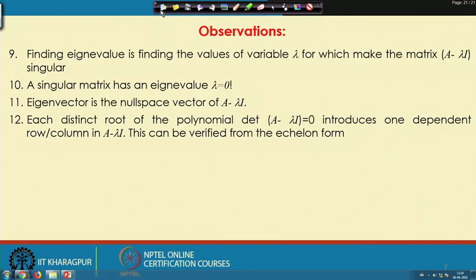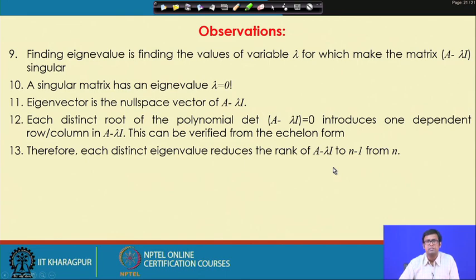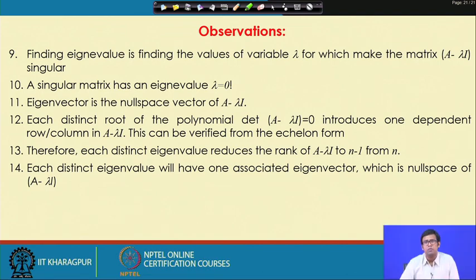So, each distinct root of the polynomial determinant of A minus lambda I will introduce one dependent row or column in that matrix. Therefore, each distinct eigenvalue will reduce the rank of A minus lambda I from n to n minus 1. So, rank will be reduced by 1. So, what will be the dimension of the null space here? The dimension of the null space here is 1, because there will be only one null space vector, n minus 1, only one null space vector. Therefore, each distinct eigenvalue will be associated with one eigenvector, which is null space of A minus lambda I.